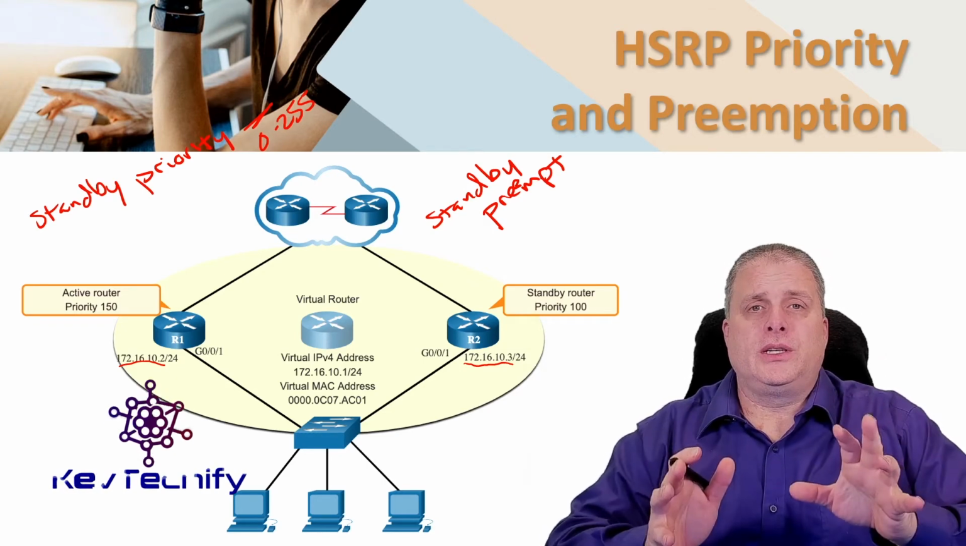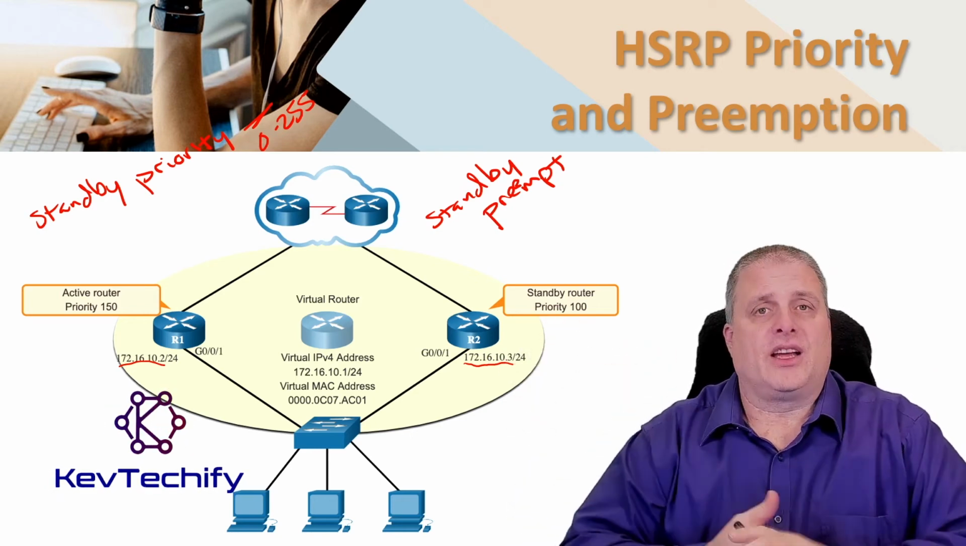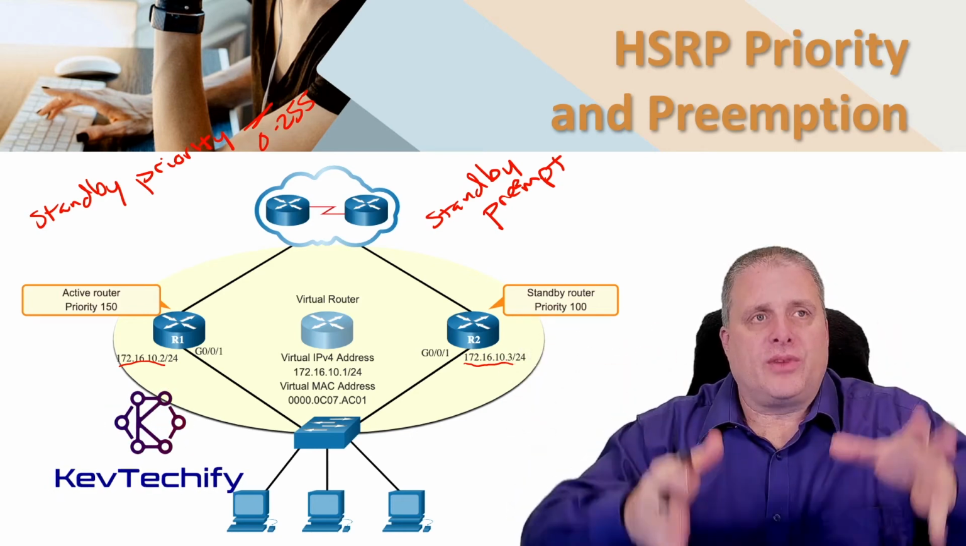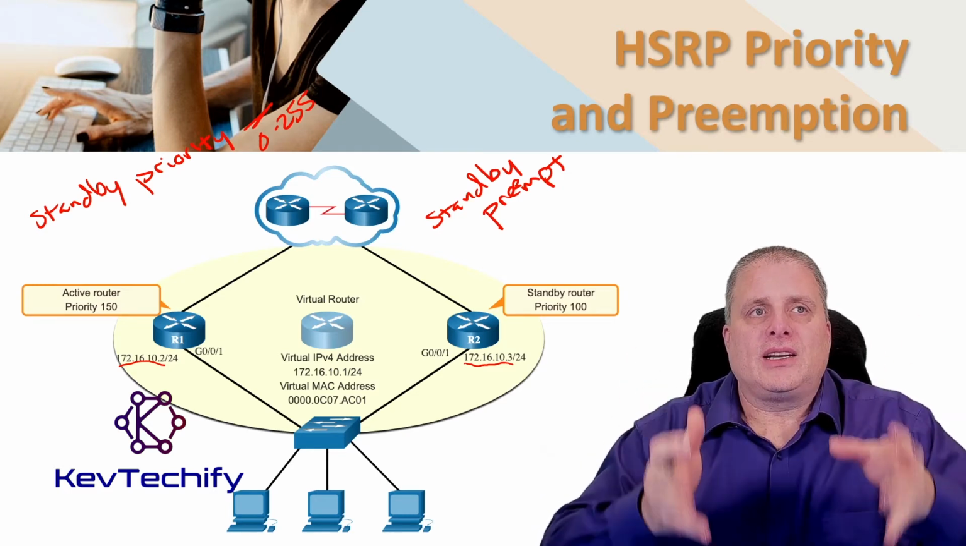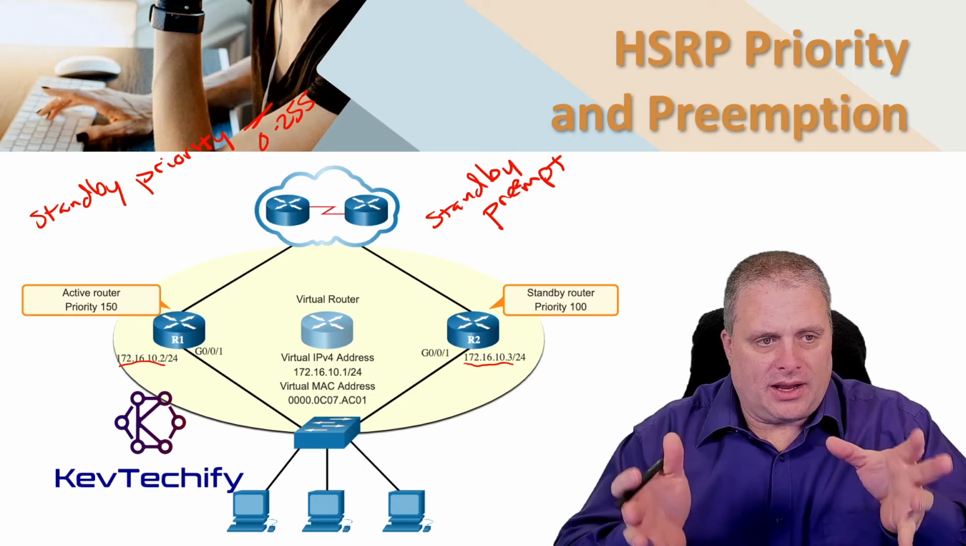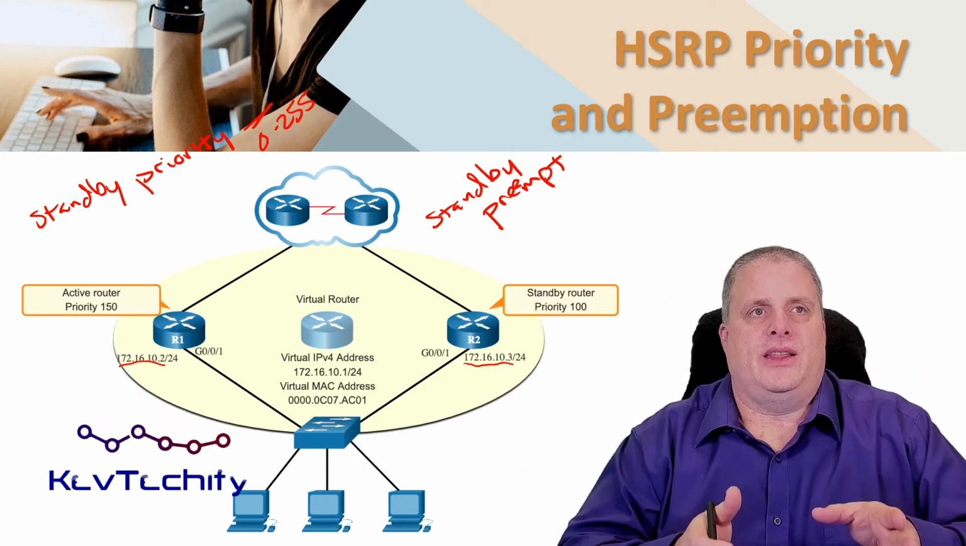With preemption disabled, if you didn't do this standby preempt to force that election process, if you just leave it by itself and preemption is disabled, whichever router gets the active router role first, they're going to stay that.